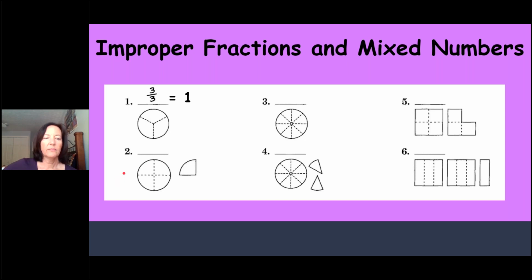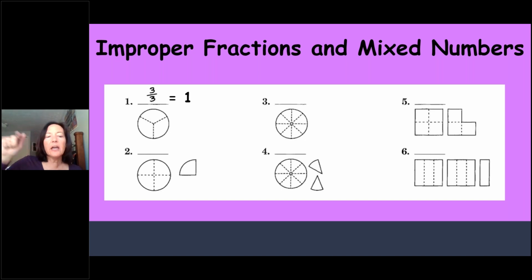Would it be 4 over 5? You're really close. Each pizza is divided into 4 sections, and so that's the whole. 4 sections makes a whole, so that's going to be at the bottom. That's going to be the denominator. So 4 is at the bottom.